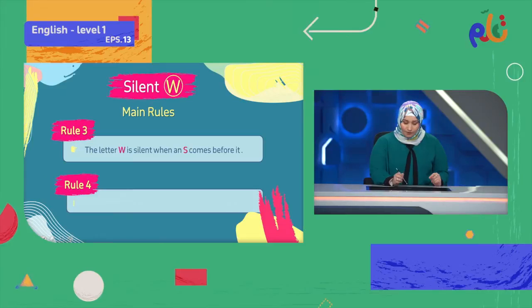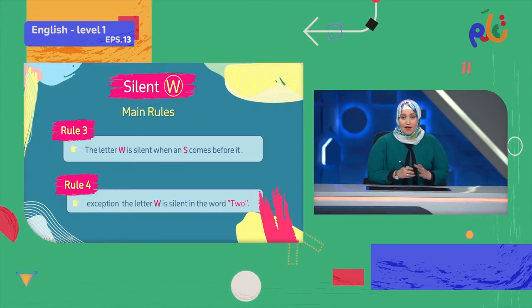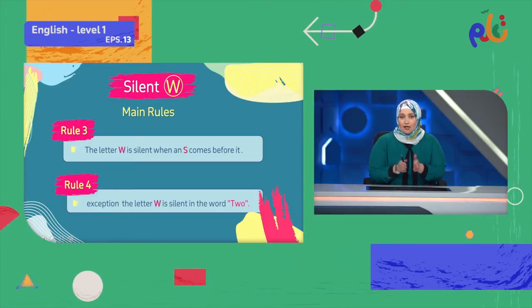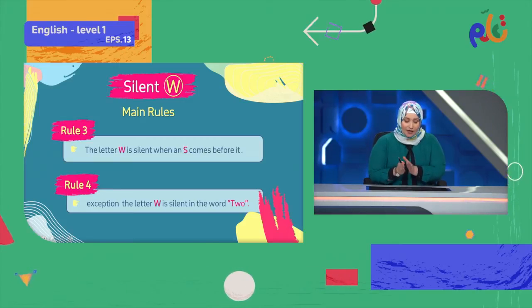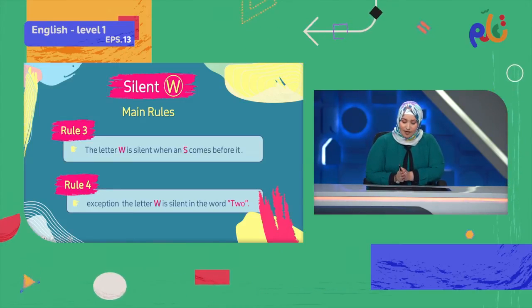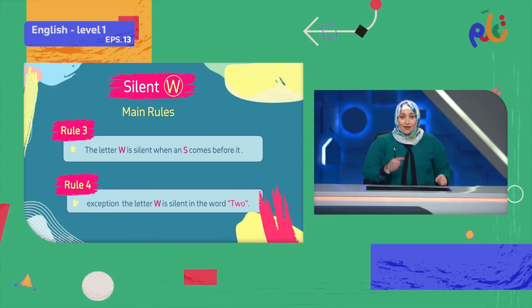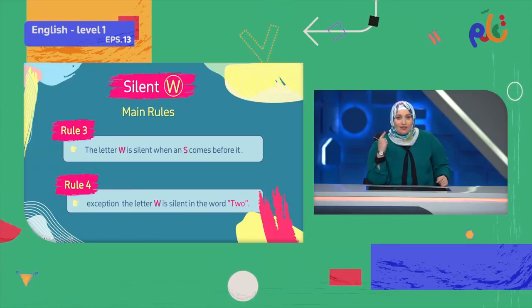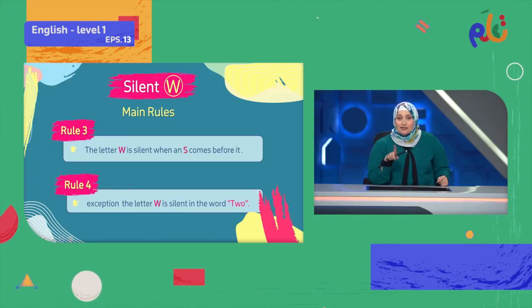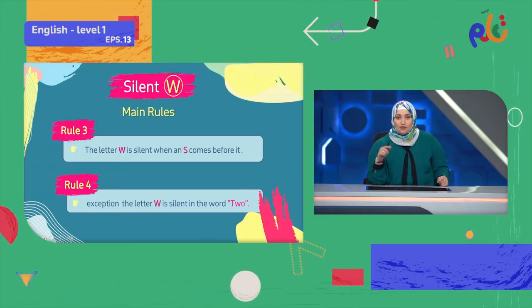The fourth rule, an exception، استثناء. استثناء من إيه بقى؟ The letter W is silent in the word to. كلمة to بس ده الاستثناء. لما بنلاقي كلمة to the letter W is silent, to T-O.